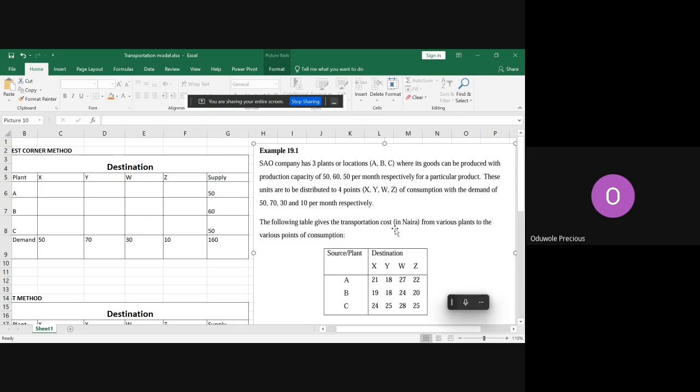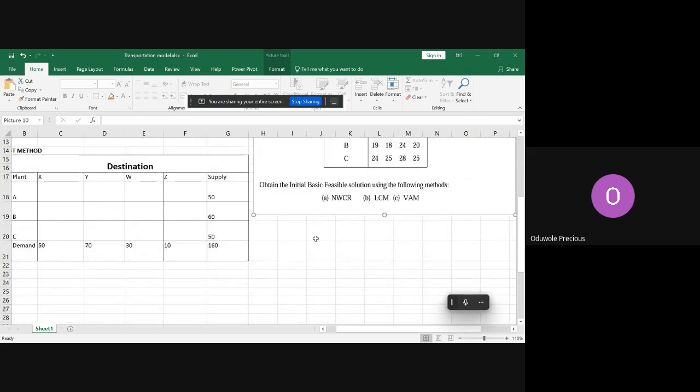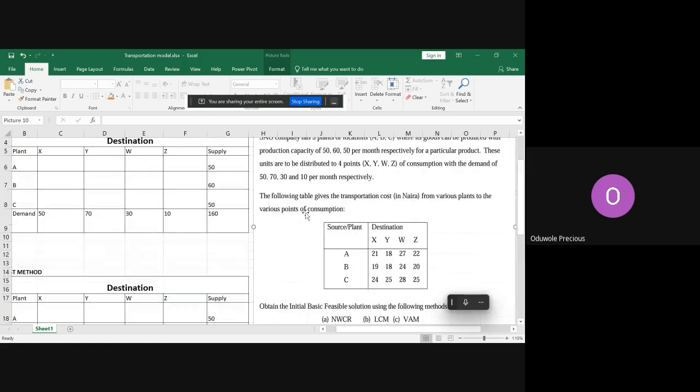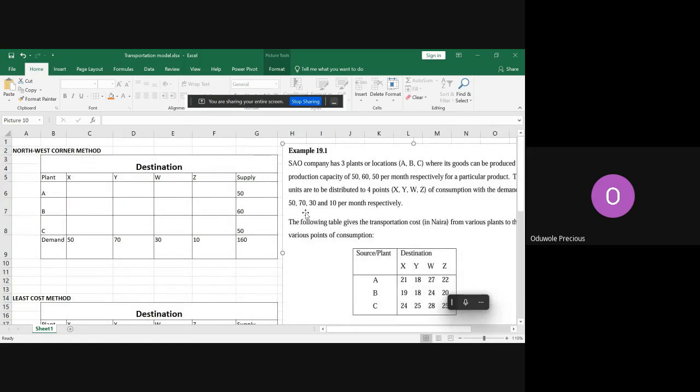The following table gives the transaction cost in naira from various plans to various points of consumption. So obtain the initial basic feasible solution using the following methods. So this is good. So how do you get this?